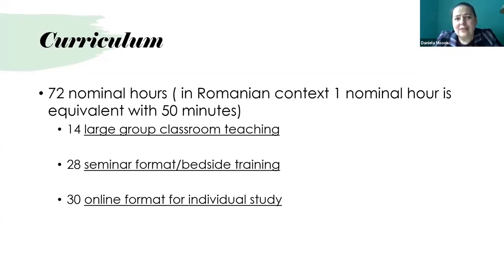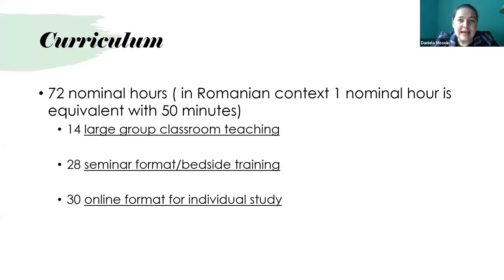So now if we look at the curriculum and what we had to implement, and Stephen presented already, there was a challenge with the number of hours. So we looked at the recommendations and then we tried to transfer those recommendations into a curriculum with its objectives and with the associated teaching material. And we came up with the 72 nominal hours. And this concept of nominal hours is very interesting. For Romania, 1 nominal hour is equivalent to 50 minutes. For other countries, it's 45 minutes, but for us, to be clear, it was a 50-minute hour.